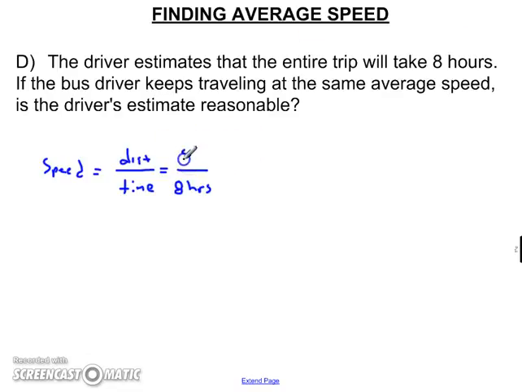Alright, 525. So if I go ahead and divide these out, 525 divided by 8 is 65.625 miles per hour. I'm sorry, MPH. So what we have here is, if we were to do the entire distance in 8 hours, we would have to average 65.625 miles per hour.